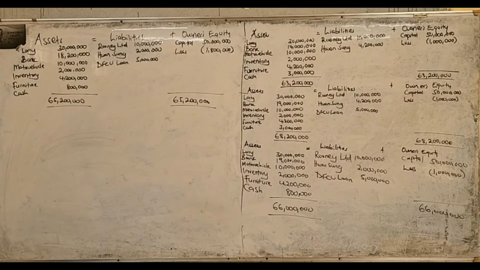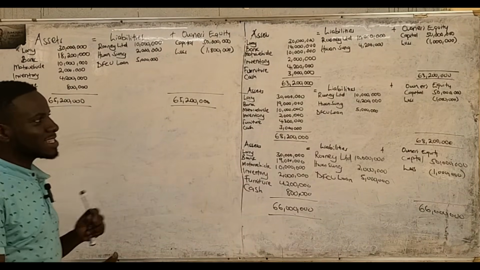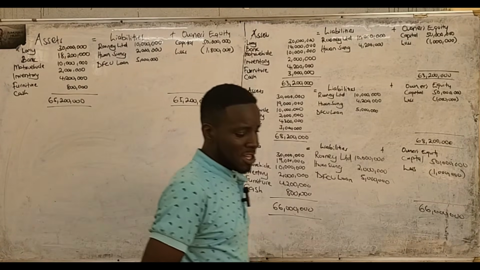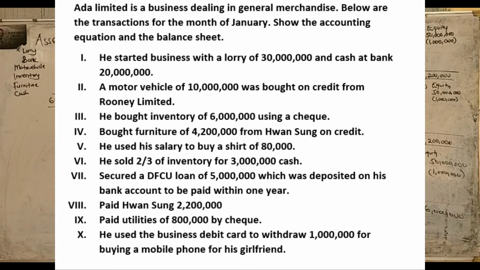That's it. I think you can see it is very, very easy. It's not something so hard to do. Then the next transaction, they're telling us he used the business debit card to withdraw 1 million for buying a mobile phone for his girlfriend.